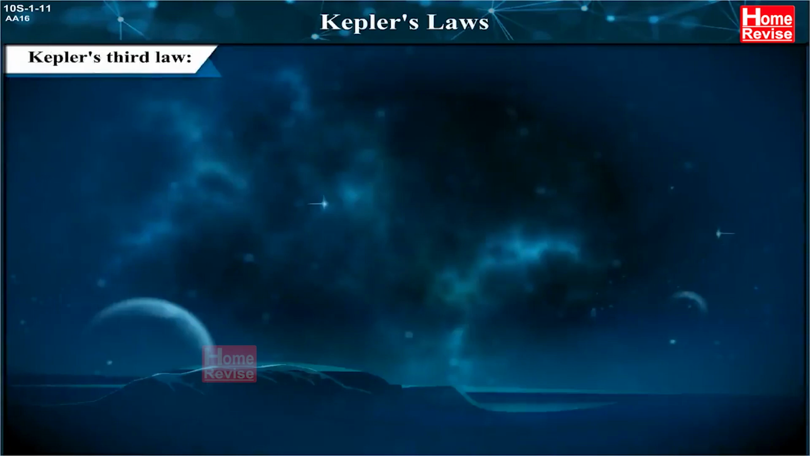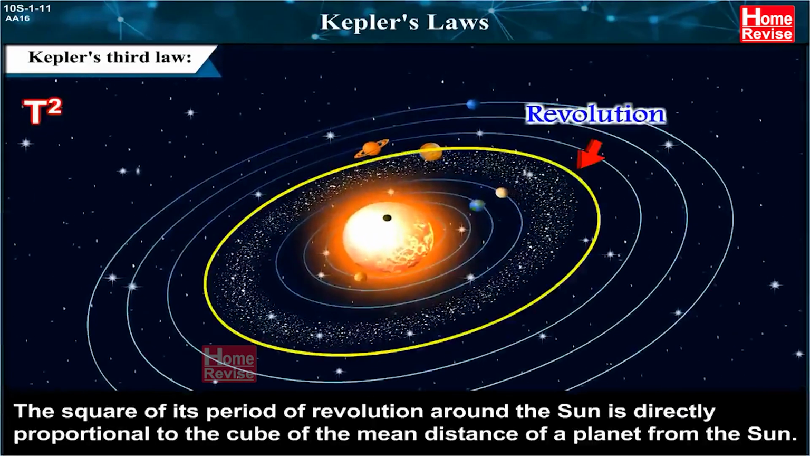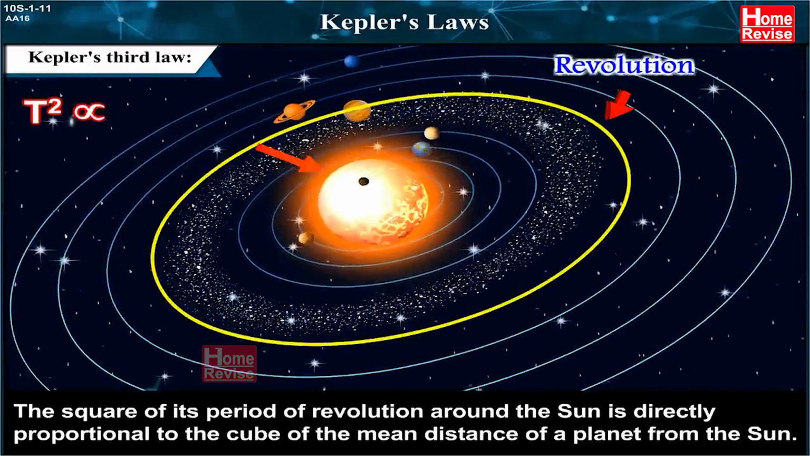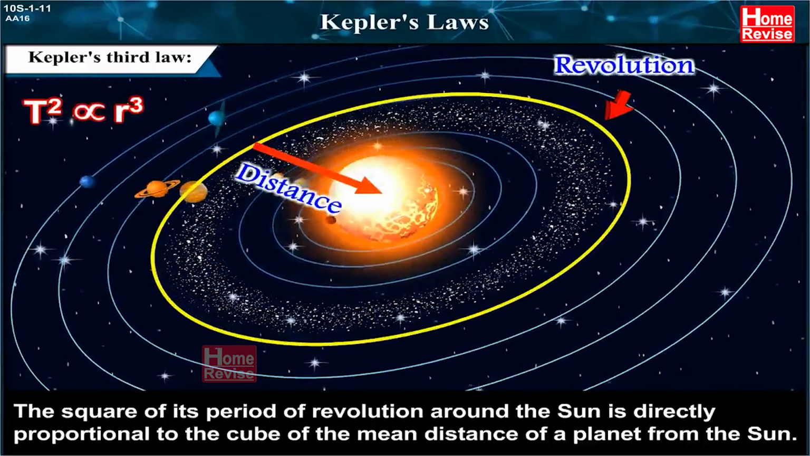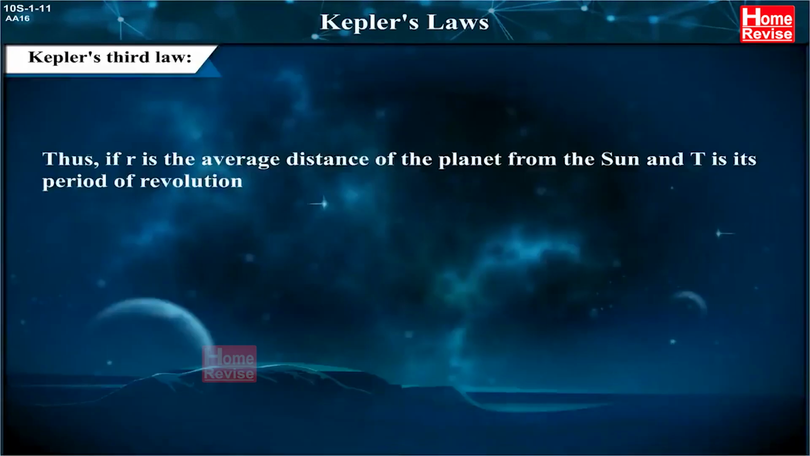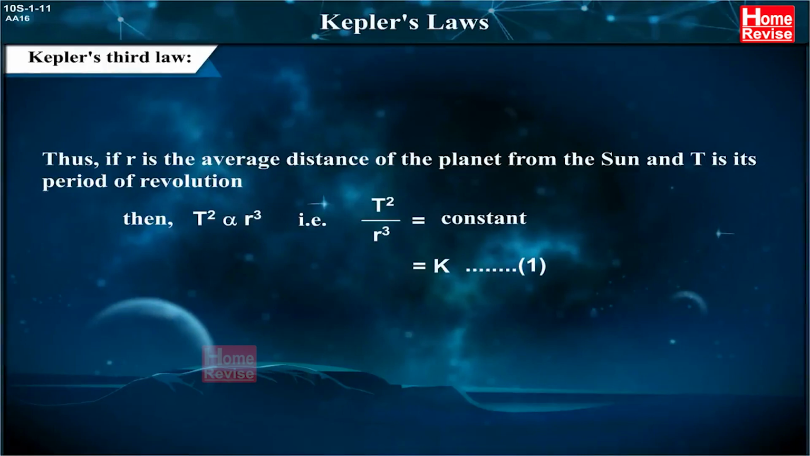Kepler's third law: the square of the period of revolution of a planet around the Sun is directly proportional to the cube of the mean distance of the planet from the Sun. Thus, if r is the average distance of the planet from the Sun and T is its period of revolution, then T squared is directly proportional to r cubed. That is, T squared upon r cubed is equal to a constant, k. Let this be equation number 1.